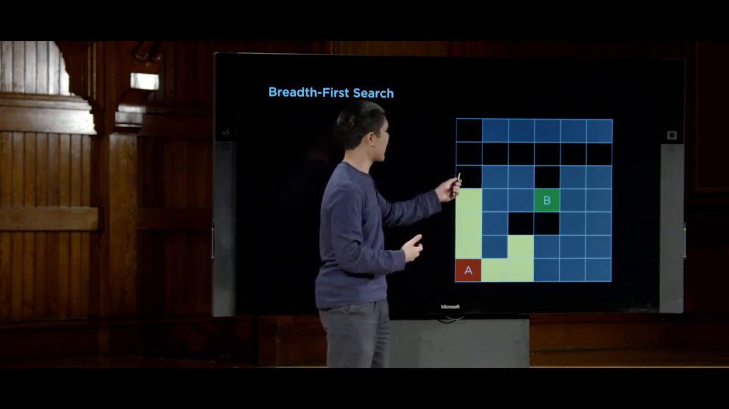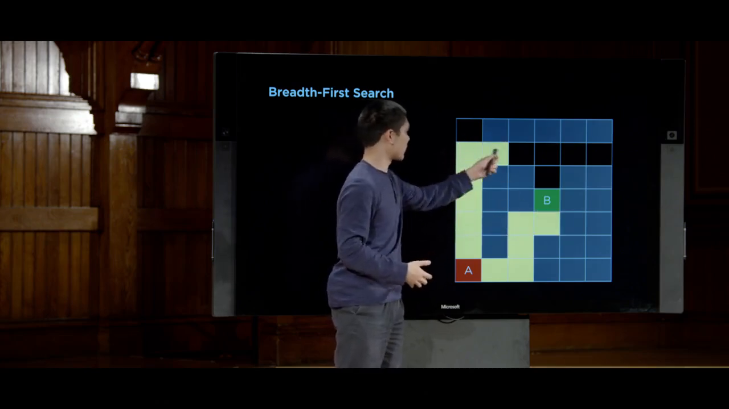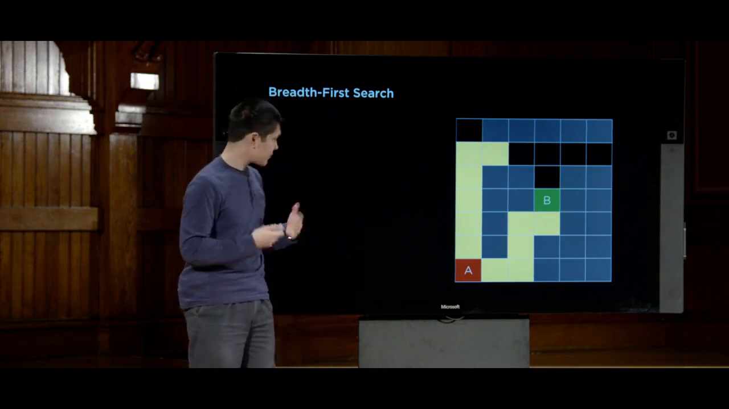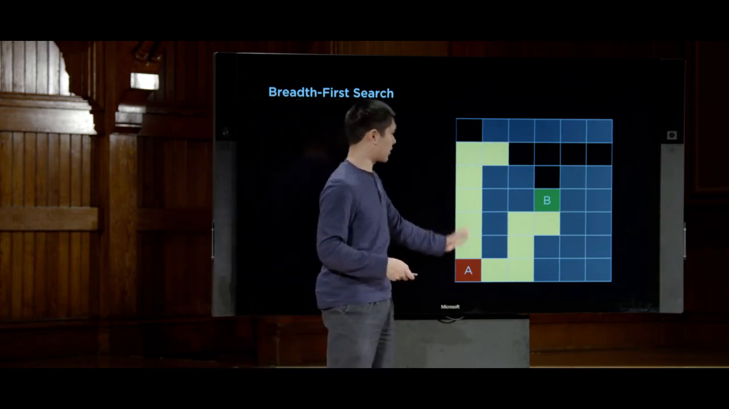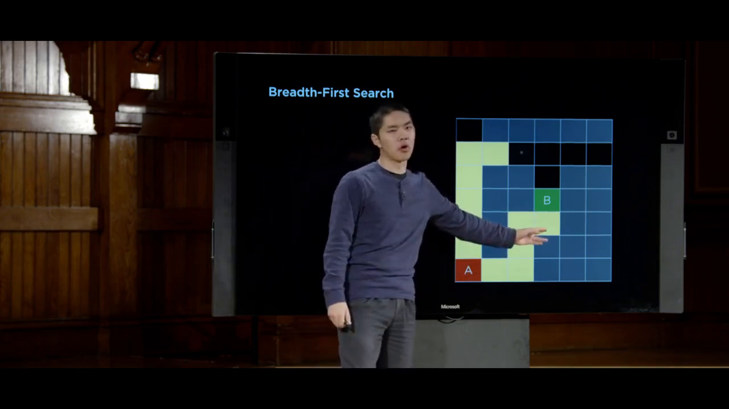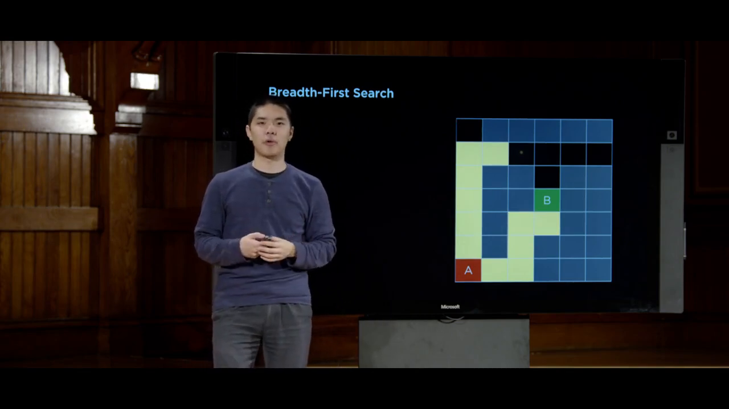So we'll keep following this pattern, looking at things that are 4 away, looking at things that are 5 away, looking at things that are 6 away, until eventually we make our way to the goal. And in this case, it's true we had to explore some states that ultimately didn't lead us anywhere. But the path that we found to the goal was the optimal path. This is the shortest way that we could get to the goal.